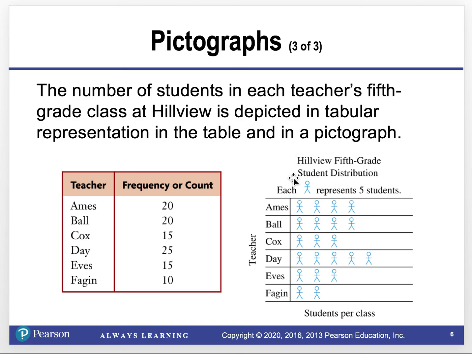Notice we've got a title, we've got a key. Each little figure represents 5 students, and we've got labels on the axes. Again, no source here, but they may not have sources on any of these. Just keep that in mind if you're actually reading a graph.